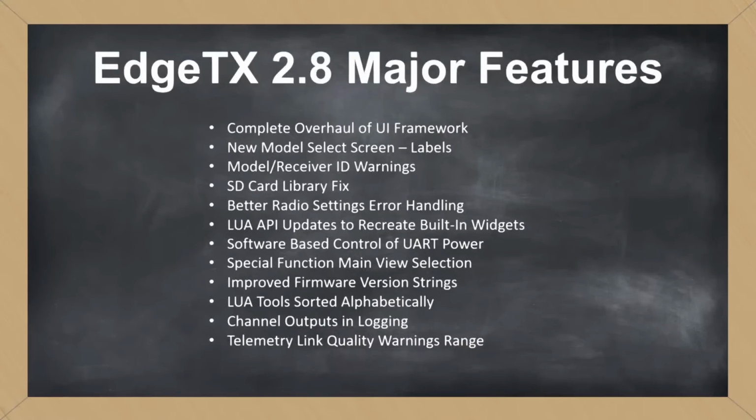And then let's see, channel outputs and logging. So if you're a data junkie and you need to see your data and your logging, you get it. And then there's a telemetry link quality warning range. That's another one that I was involved in. If you go look that one up, I kind of made that issue.